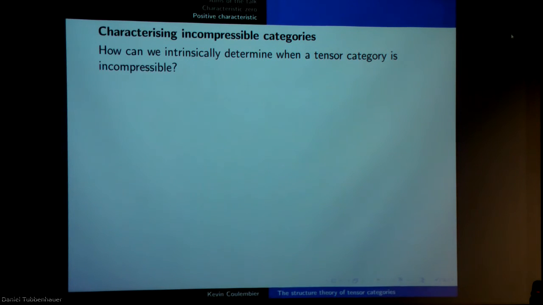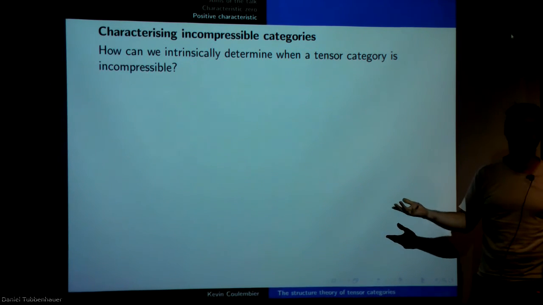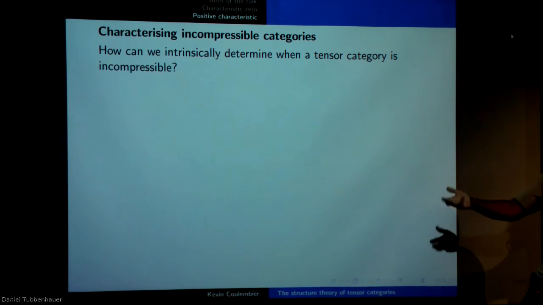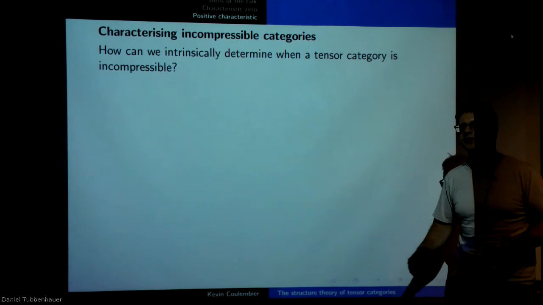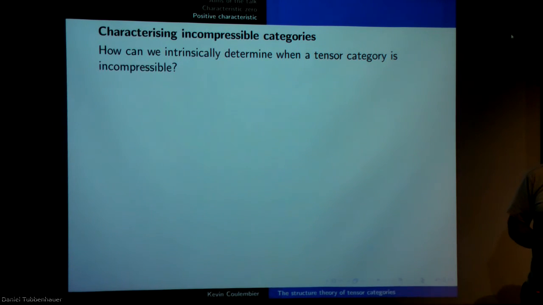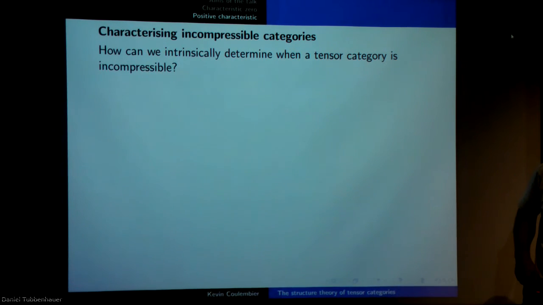So how can we intrinsically determine when a category is incompressible? We've seen these examples of incompressible categories, with this conjecture that they list all of them. In characteristic 0, we only have 2 incompressible categories, vector spaces and super vector spaces. It doesn't quite make sense to ask how we characterize them intrinsically. Well, either as vector spaces or super vector spaces. But here you can ask how you tell whether a category is incompressible intrinsically, not just by the definition that every tensor functor out of it is an equivalence.